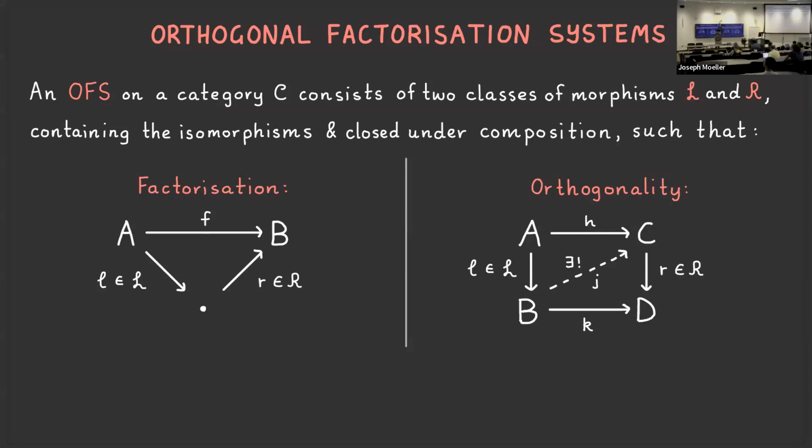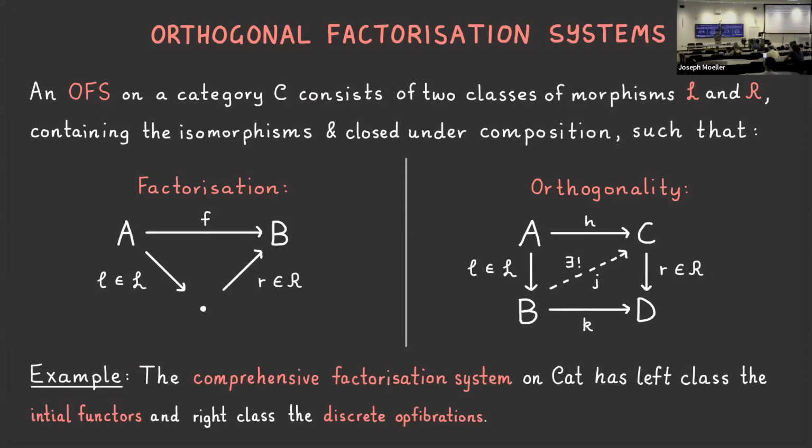Okay. And so we already know of lots of examples of orthogonal factorisation systems. For example, the epi-mono factorisation system on Set, and also the bijective-on-objects fully faithful factorisation system on Cat. Another example is the so-called comprehensive factorisation system on Cat, whose right class are exactly the discrete opfibrations. Okay, so we'll maybe see this a bit later in the talk.